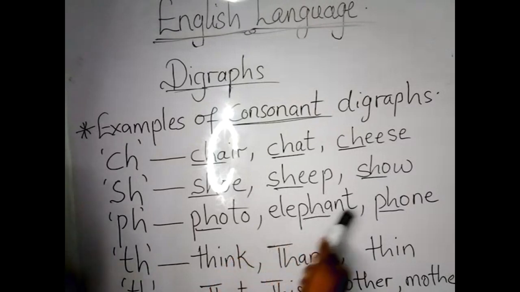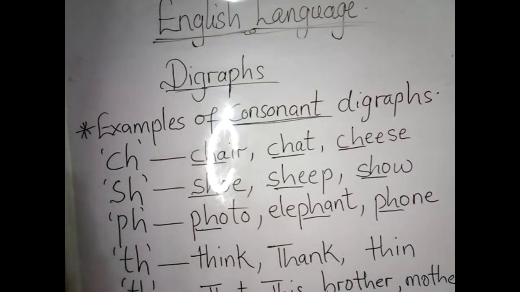An elephant, we are okay to use it. Why? Because it's a common word at this level. It's a name of an animal and it's something you are conversant with at this level. Okay? So you have PH: photo, elephant, phone.